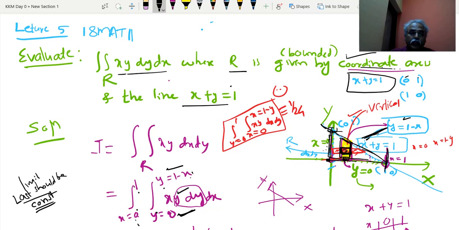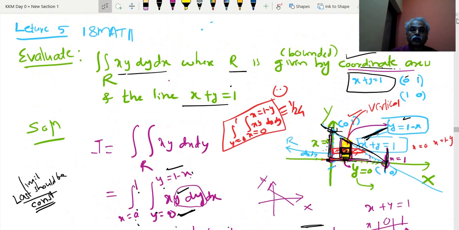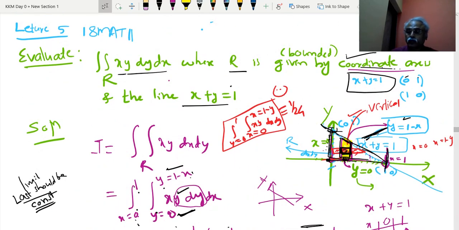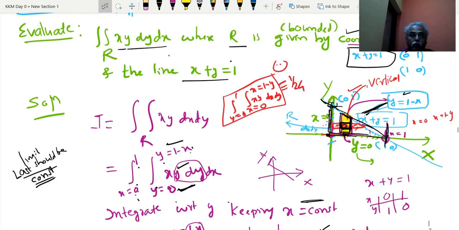We go ahead, first integrate with respect to y. So don't touch x dx. When you are integrating with respect to y, x equal to constant. So when I integrate with respect to y, y dy becomes y square by 2. You can see that y dy is becoming y square by 2. And upper limit minus lower limit.